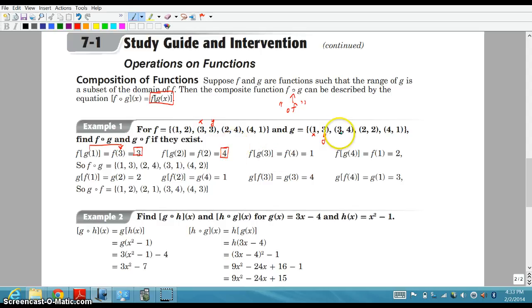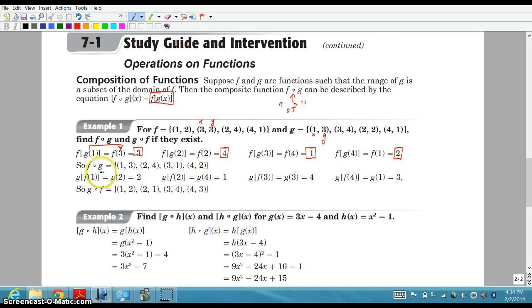G of 3 is 4, f of 4 is 1, so f of g of 3 is 1. Last but not least, f of g of 4, we go to g of 4 is 1, now f of 1, that's 2, so f of g of 4 is 2.